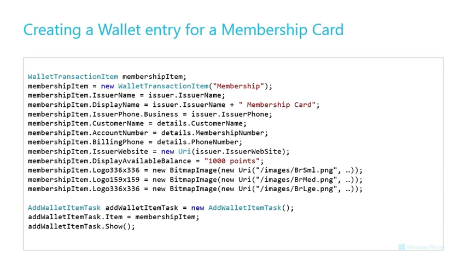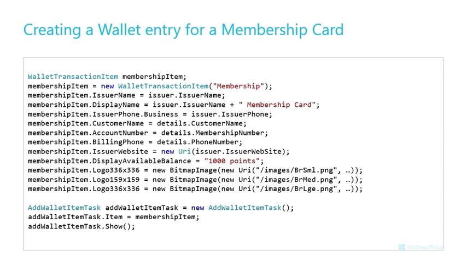So here's an example of creating a wallet entry for a membership card. You see us newing up that wallet transaction item, and then having those standard fields you might expect, like issuer name and customer name, as well as bitmaps to go along with it, to show how the card might look. And those three lines at the bottom, add wallet item task, it's another one of these launcher guys. Right, it's a launcher and chooser.